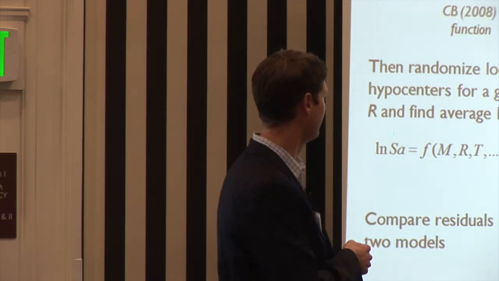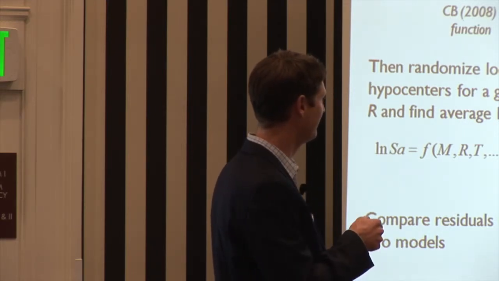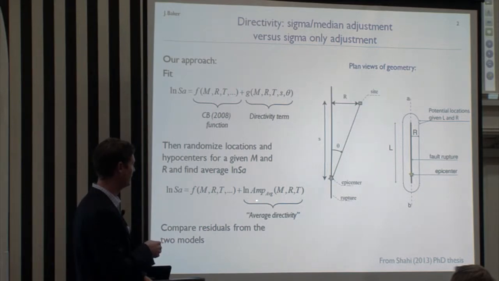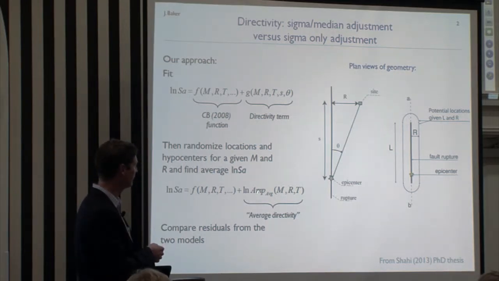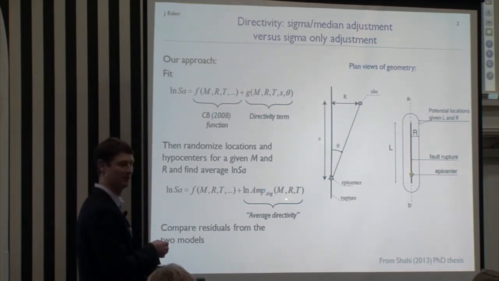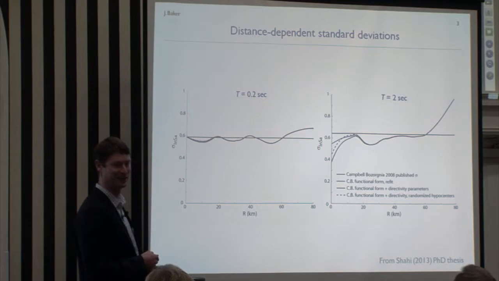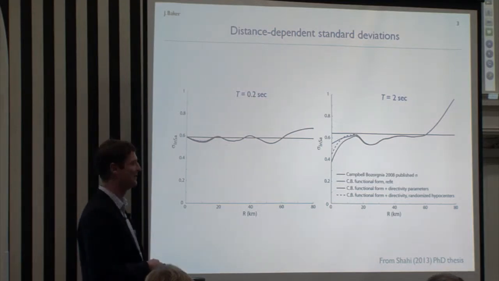Randomize all those, take an average log, or take an average of this directivity term, and you end up with some average amplification that's back to only a function of magnitude, distance, period, and the regular GMPE parameters. So then the question is the residuals from this model versus the residuals from this model. Do you end up with a bigger sigma out of this one? Because then that could be the correction that could be put into a GMPE that doesn't have directivity type terms in it. So it sounds nice. It didn't work out quite as cleanly as we hoped.